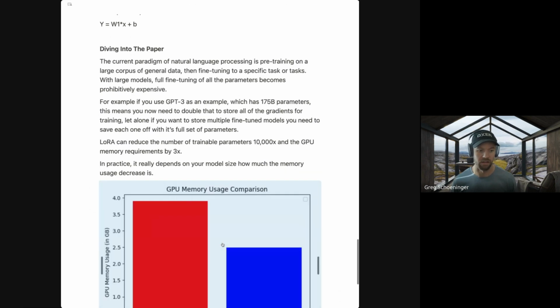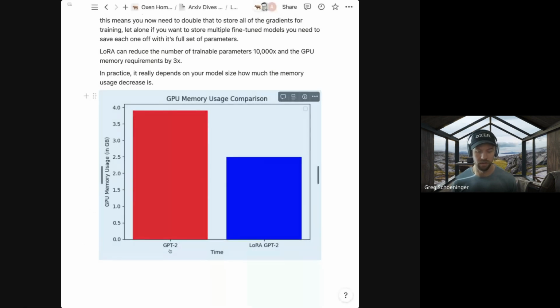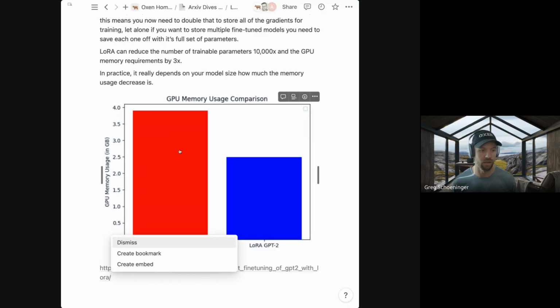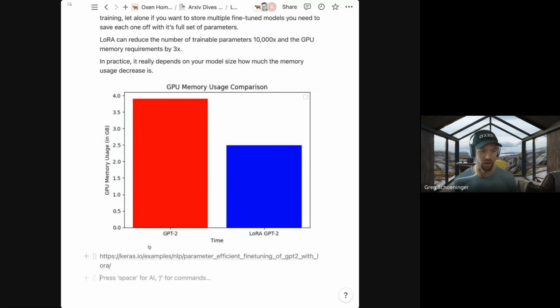And I found a nice tutorial where they were doing this with GPT-2, which is obviously much smaller than GPT-3. It's just the Keras examples here. And you can see a GPT-2 normally takes about 4 gigabytes of GPU memory to do the full training. And a LoRA training cuts that down to like 2.5 gigabytes. So again, the 10,000x is pretty extreme, but it honestly does give you a good bump.